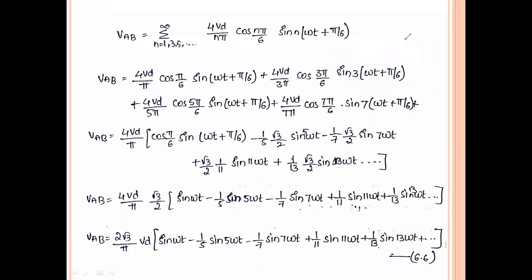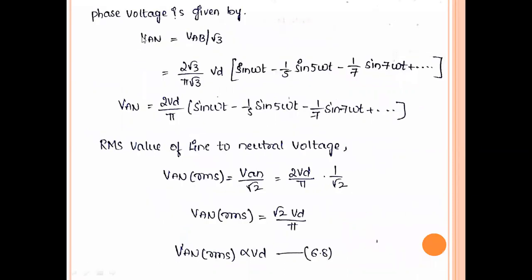Okay, and this is line to line voltage. If we want to write the line to phase voltage, suppose line to phase voltage VAN, where A is a phase, N means neutral, VBN, VCN, like that. So from this line to line voltage, line to phase voltage can be written like this. The phase voltage will be the line to line voltage divided by root 3.